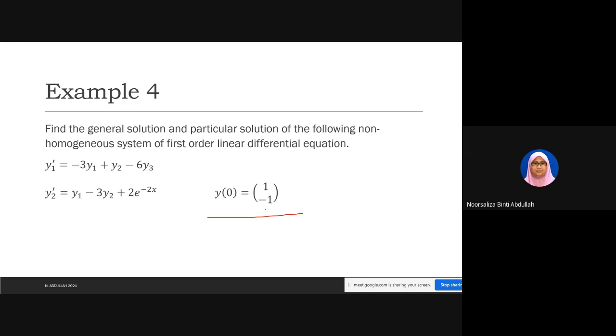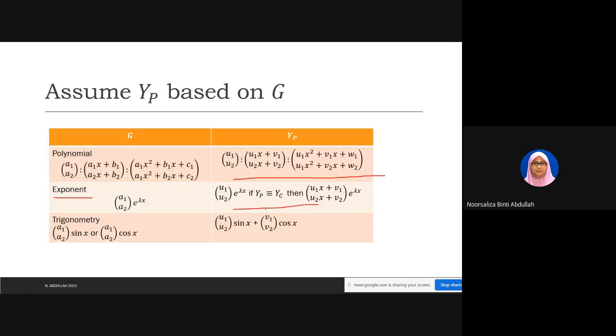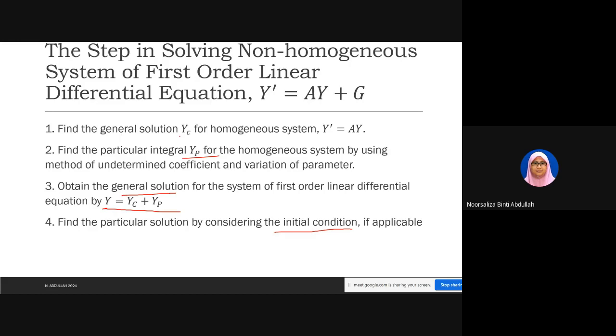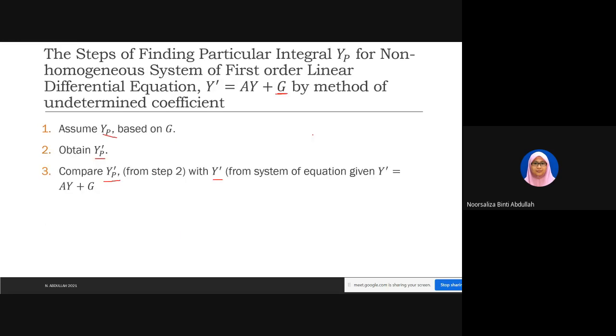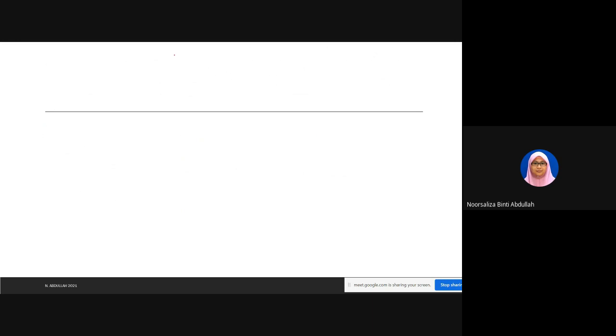So the first step, if you follow this, is to find the general solution YC according to the homogeneous system. You get YC from the homogeneous system, which is Y prime equals AY. Right? This is the homogeneous system; a homogeneous system has no G at the back.